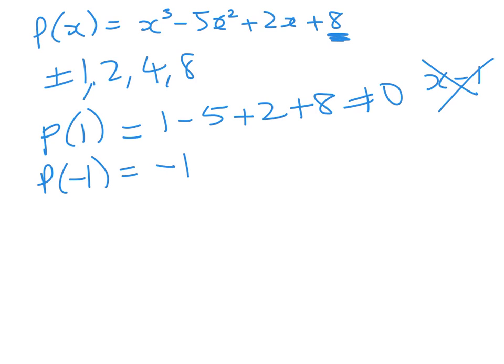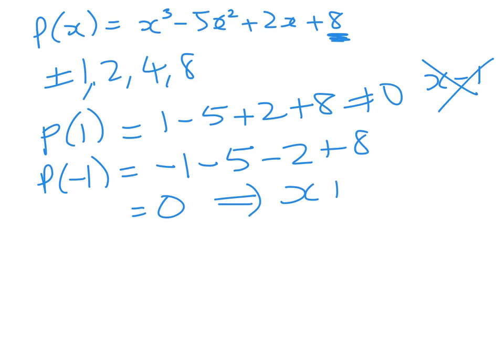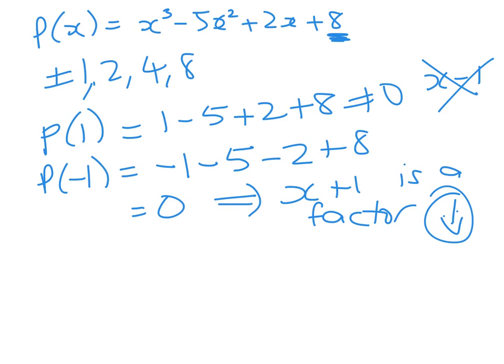So we're going to have negative 1 minus 5 minus 2 plus 8. That is equal to 0. So x plus 1 is a factor. Happy face. There we go.